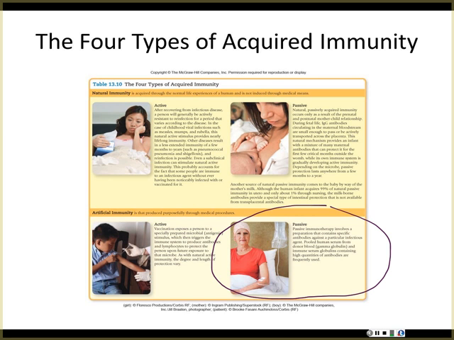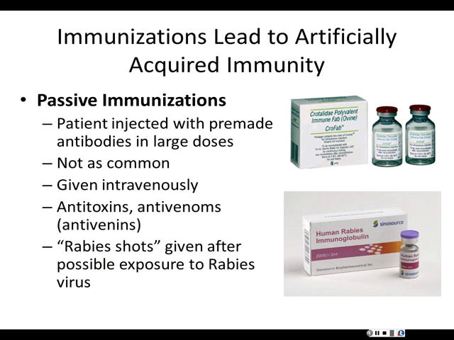So what they do in those cases is they will inject you with huge amounts of pre-made antibodies that can circulate through your body fluids and attach to the rattlesnake venom and neutralize it. They'll block it from being able to damage you. That's artificially acquired passive immunity.